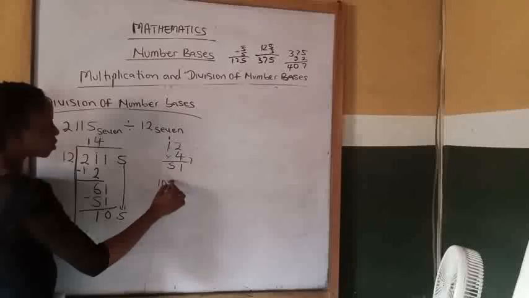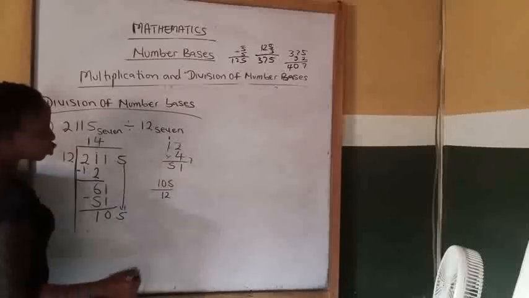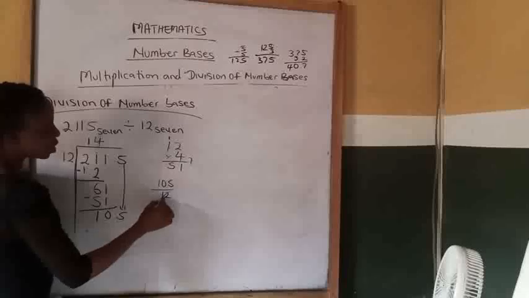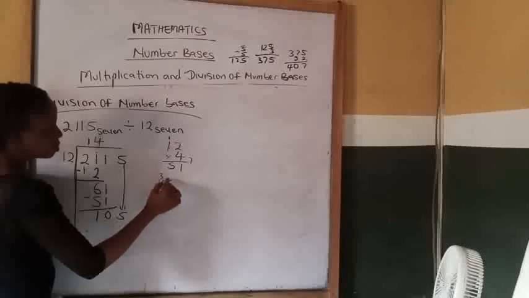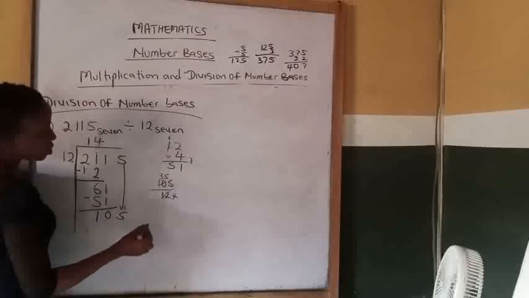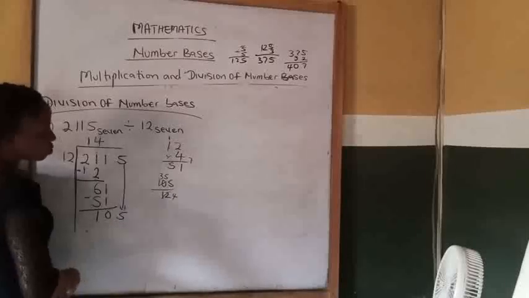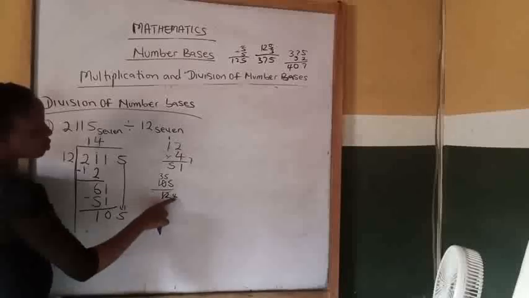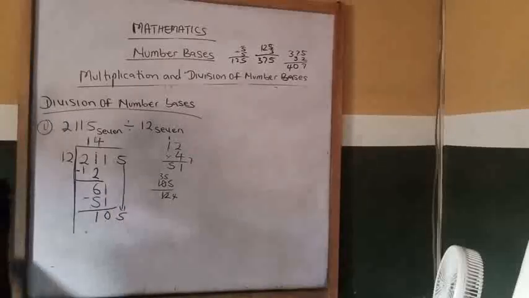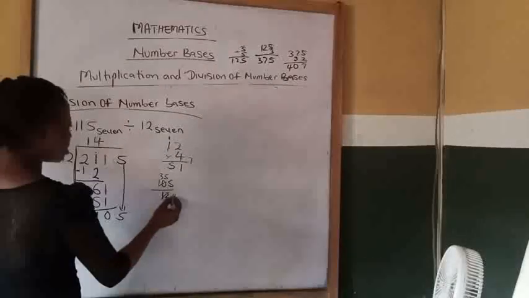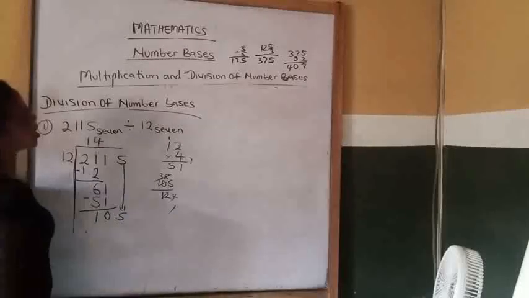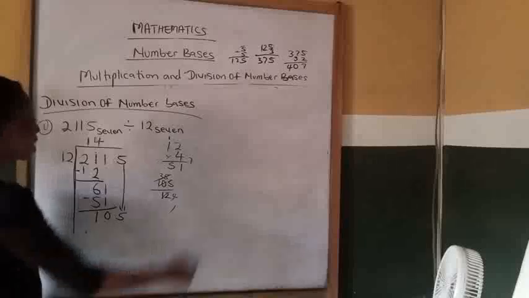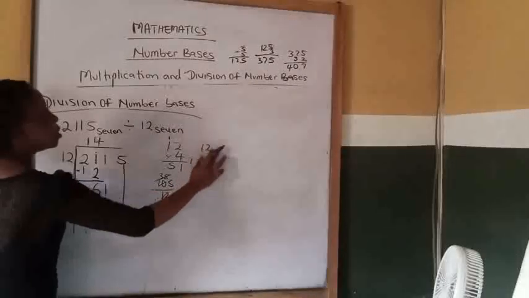105 divided by 12. Let's use 3 first. 3 here is 3 in 15. Can 3 go? No. 4? No. Then how many can we get? 4 in 35. Then let's try 12 times 5.